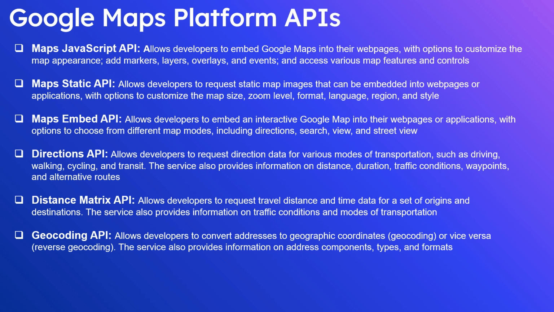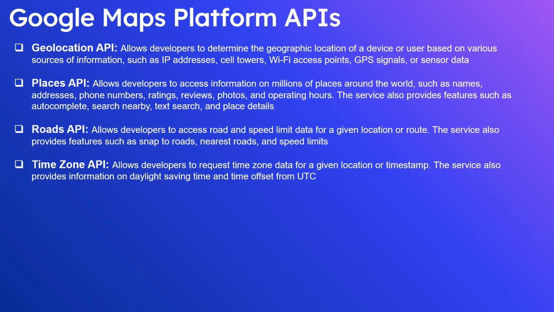Distance Matrix API. This allows developers to request travel distance and time data for a set of origins and destinations. The service also provides information on traffic conditions and modes of transportation. Geocoding API. This allows developers to convert addresses to geographic coordinates or vice versa. Geolocation API. This allows developers to determine the geographic location of a device or user based on various sources of information. Example, IP addresses, cell towers, Wi-Fi access points, and more.